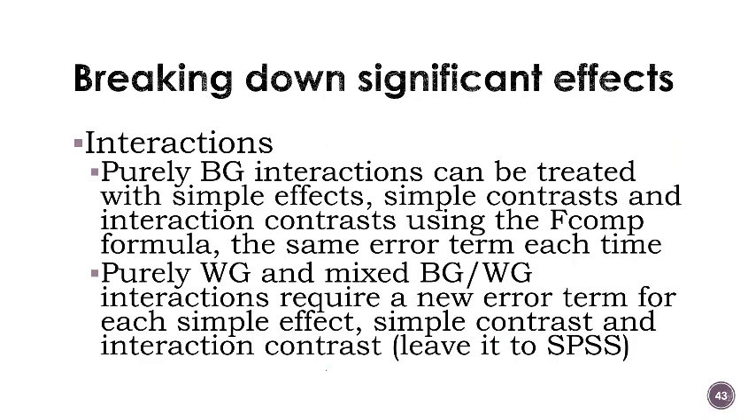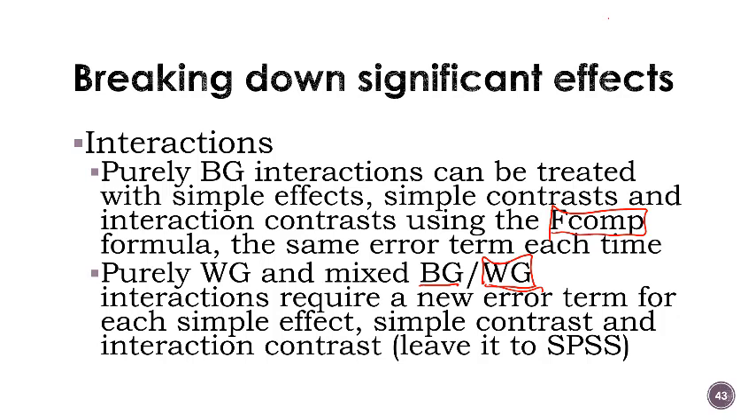Interactions, if the interactions are purely between groups, then do the simple effects, simple contrast, do all the stuff we normally would, use your fcomp, do all the stuff we normally would with between groups. If it's purely within groups, or there's any within groups involved, right? So even if you have 5 between groups variables and 1 within group, you're going to treat it as within groups. So they require a new error term for each simple effect, simple contrast, interaction contrast, all that stuff is going to have to be redone, just pretending like it's a new data set altogether by reorganizing it, right?